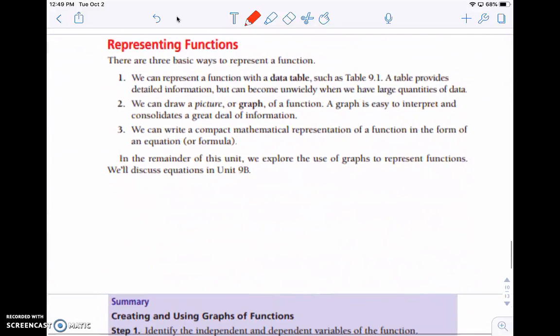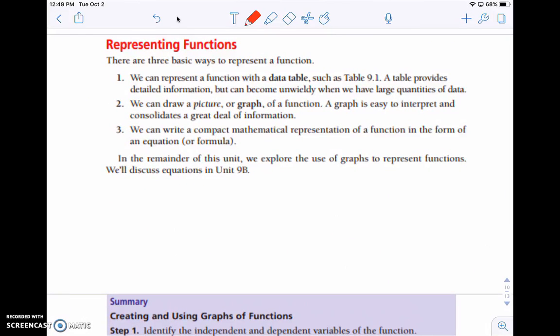So now we're going to talk about a couple of other brief things, and then we'll wrap up this section. So when we represent a function, there are three basic ways to represent your function. Okay, one way is a data table, and we looked at that with the temperatures in table 9.1. It provides detailed information but it can be really hard to manage when you get really big quantities of data. If you've got 10,000 data points, looking at a table with 10,000 data points can be really hard to take in or to see all at once.